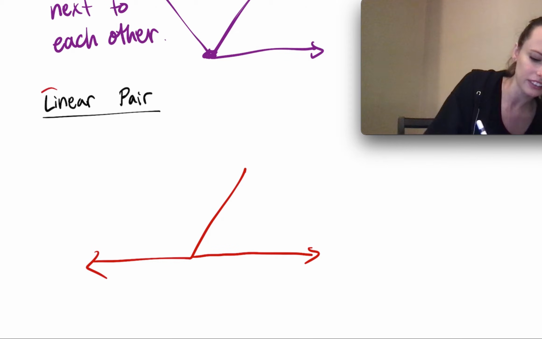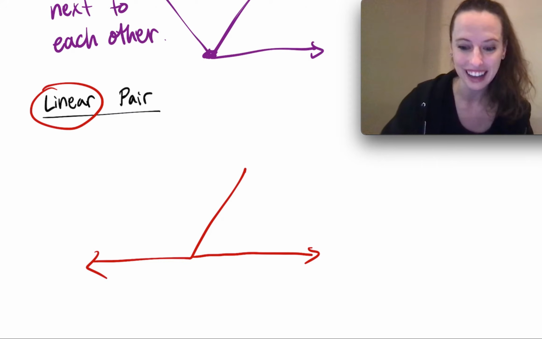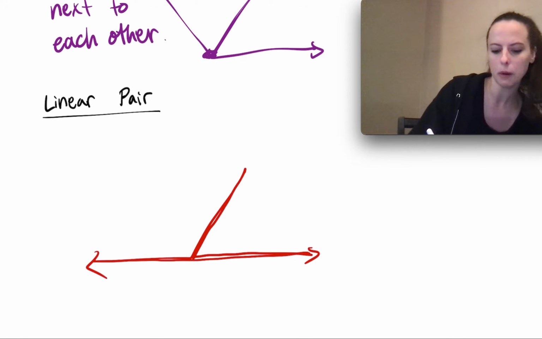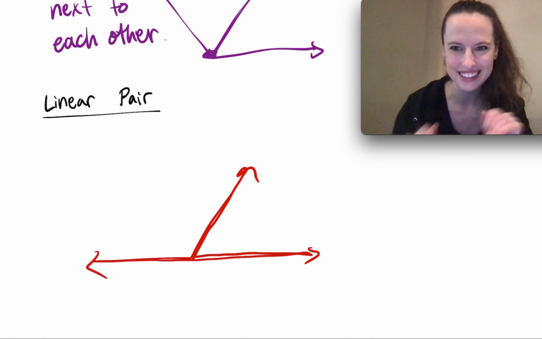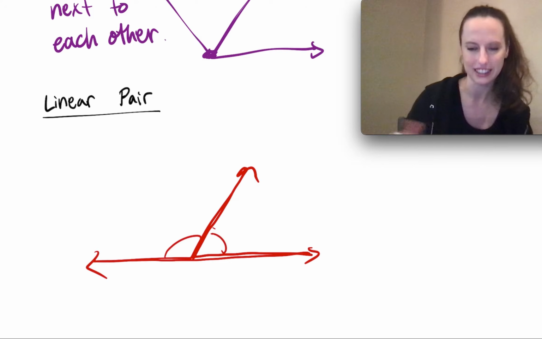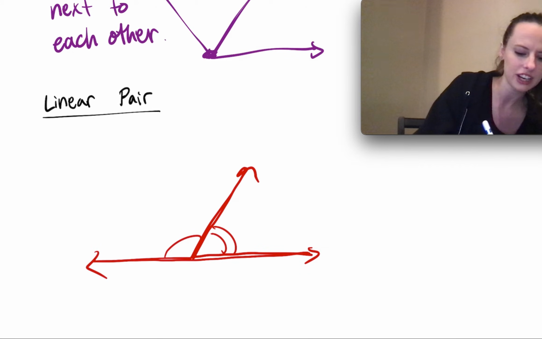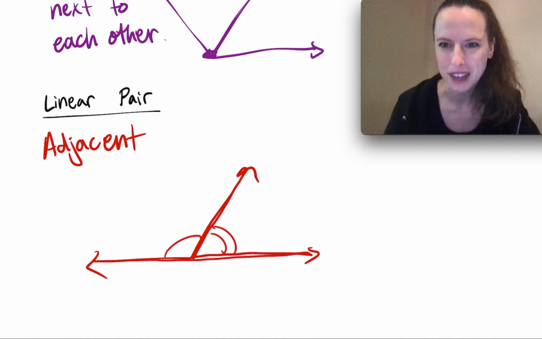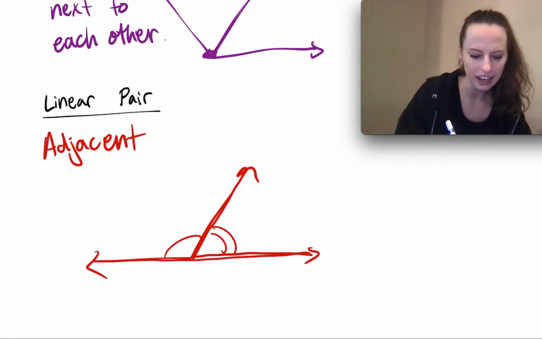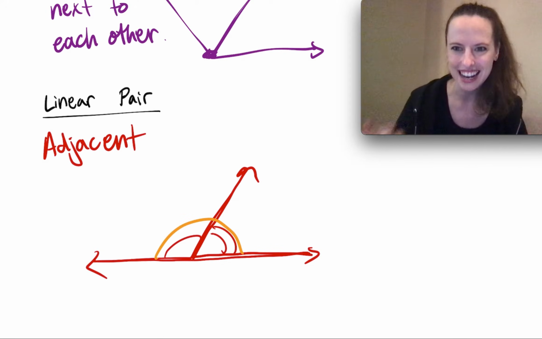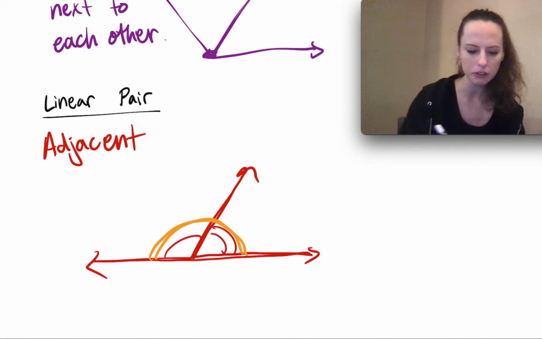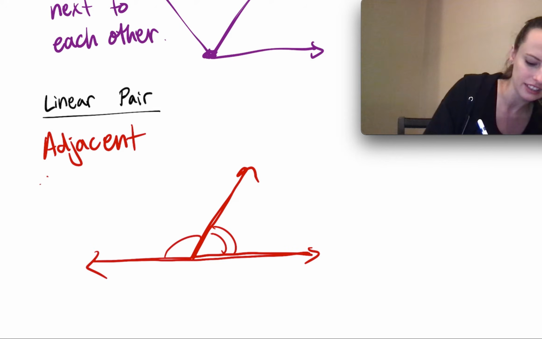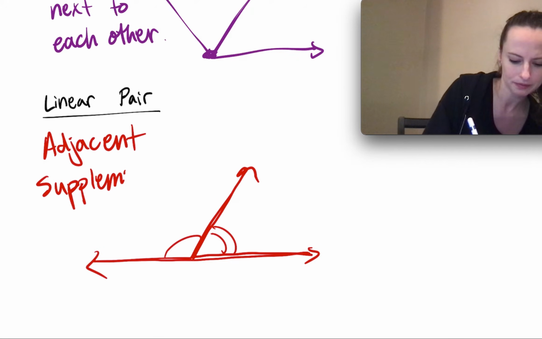So you see that word linear, that makes us think of the word line, right? So if you have a straight line that's basically kind of split up by this ray into two side-by-side angles, well, that's a linear pair. So they are adjacent angles, and they are supplementary, because if you think about it, a straight line is 180 degrees. If we go around this curve, we're going halfway around the circle. So a linear pair is adjacent and supplementary.